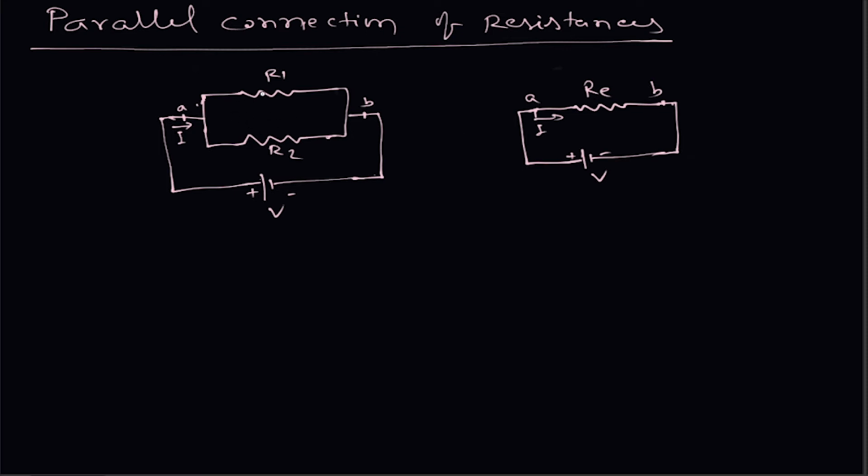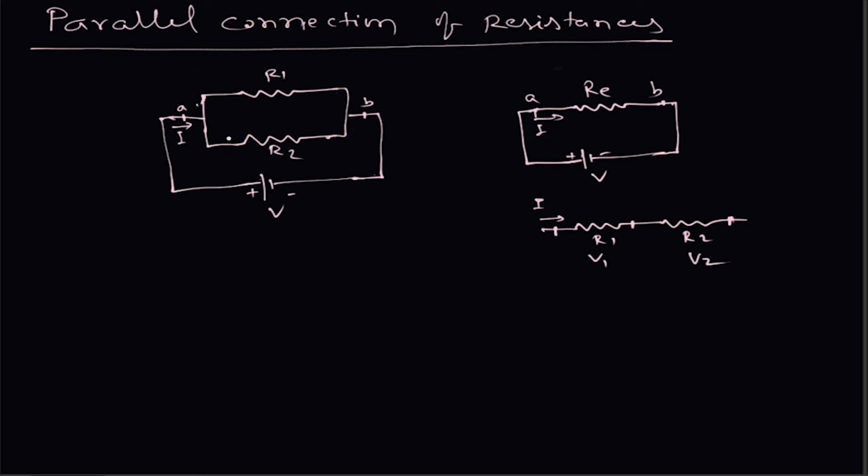Now consider these two resistances, R1 and R2. The voltage across these resistances is the same, V. In case of series resistances, what happened? The current flowing through the resistances was the same. If the current flowing was I, then the I current that was flowing in R1 was the same I current flowing in resistance R2 also. But the voltages across them were different. Here the voltage across R1 was V1 and the voltage across R2 was V2.